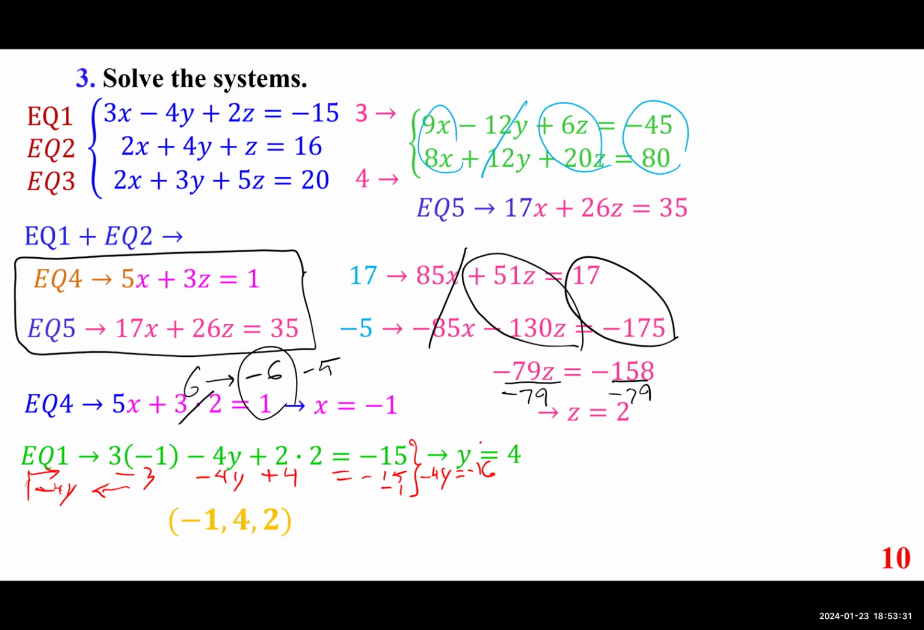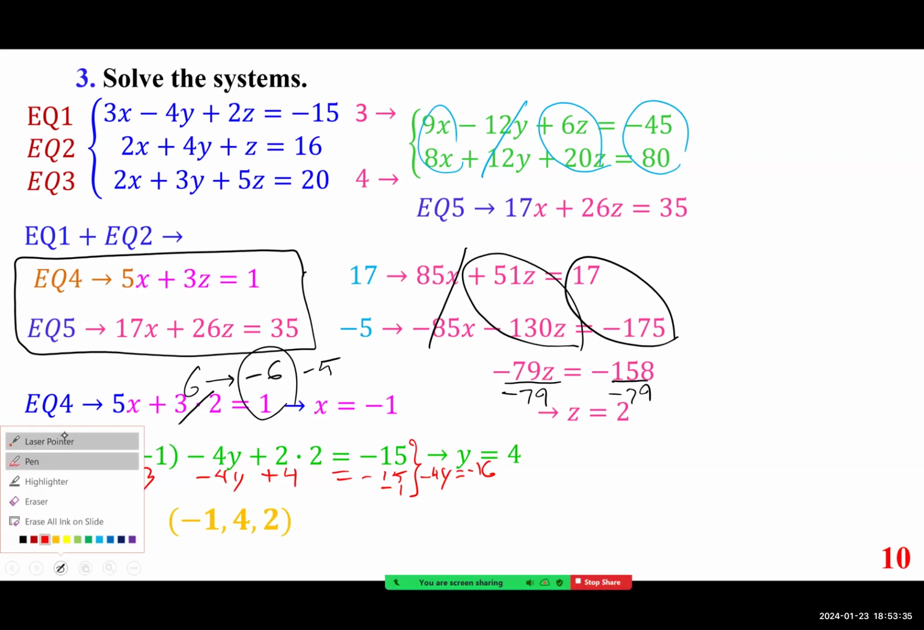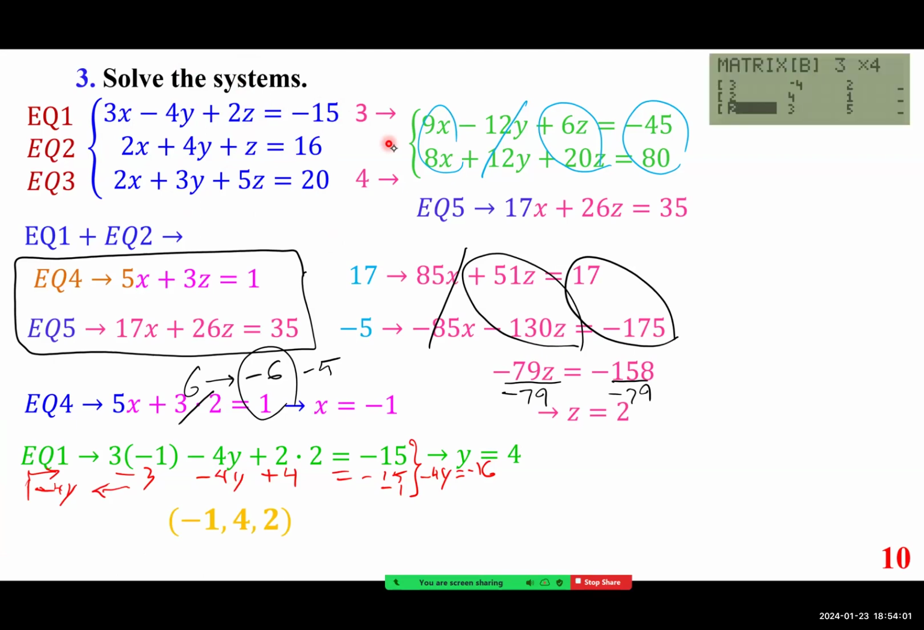But let us write this using matrices. So let's write this augmented matrix, which is 3, 2, 2, minus 4, 4, 3, 2, 1, 5, minus 15, 16, 20. I went column wise. You can go row wise, 3 minus 4, 2 minus 15, and so on. So it's a 3 by 4 you are going to write, okay?